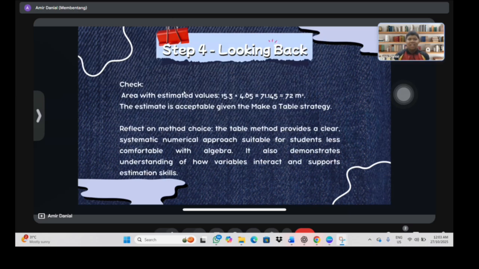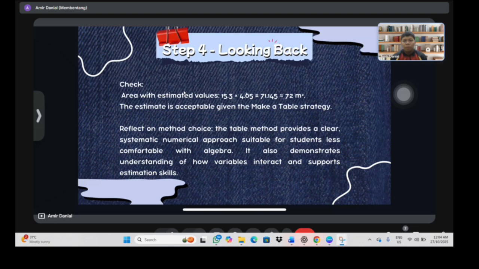So step 4 is looking back. We check area with the estimated values, 15.3 times 4.65. We got 71.145, approximately 72 square meters. The estimate is acceptable given the make a table strategy. Reflect on method choice: the table provides a clear, systematic, numerical approach suitable for students less comfortable with algebra. It also demonstrates understanding of how variables interact and supports estimation skill.